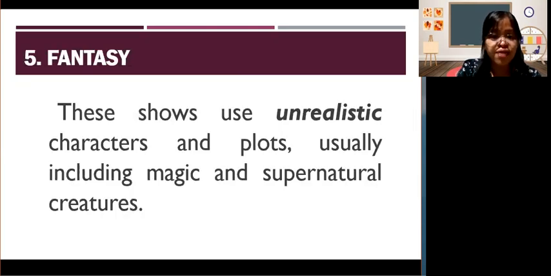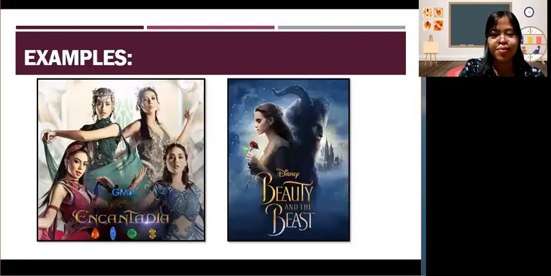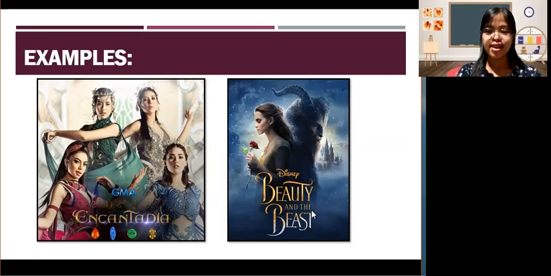And the fifth, we have fantasy. These shows are unrealistic characters and plots, usually including magic and supernatural creatures. Example, we have Encantadia. We also have the Beauty and the Beast.